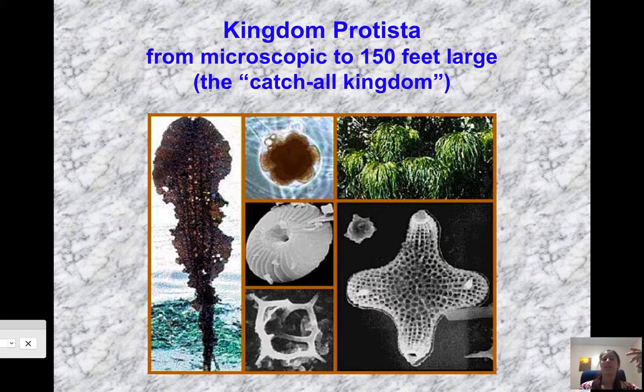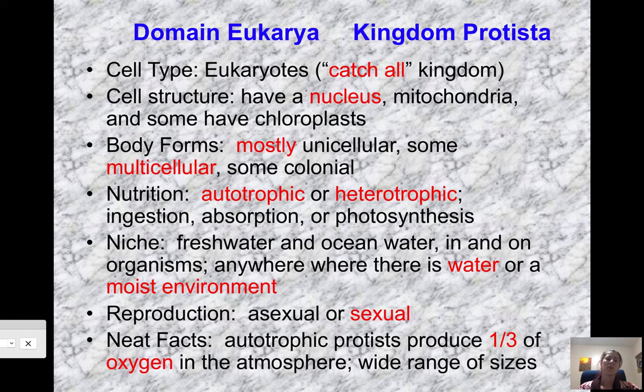So we'll talk about Protista. This is kind of the catch-all kingdom. This is where we put things that are photosynthetic and usually unicellular that we really don't know where to put anywhere else. So they're eukaryotic, which means they have a nucleus and organelles, and they function just like a human cell would. They're usually going to be photosynthetic, but they're mostly unicellular.